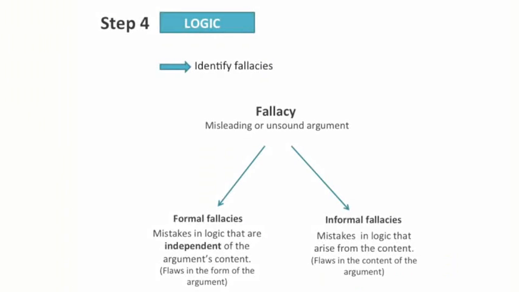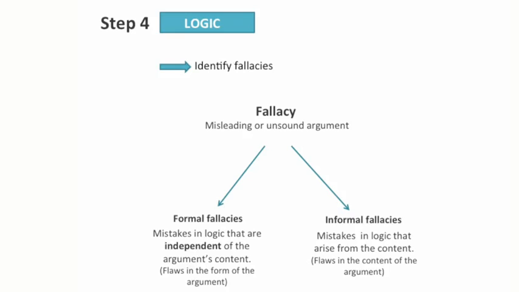The fourth step is to assess the logic of the argument. You should ask, is the argument sound? To do this, you need to be able to identify potential fallacies. A fallacy is a misleading or unsound argument. We distinguish 2 types of fallacies: the formal and the informal fallacies. Formal fallacies are invalid arguments due to mistakes in the reasoning or the logic which occur independently from the actual content of the argument. They are simply invalid or unjustified deductions or conclusions.